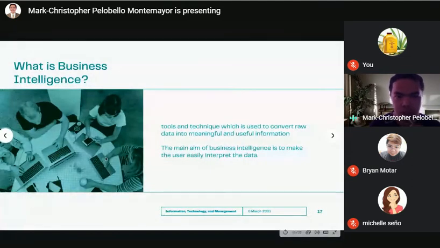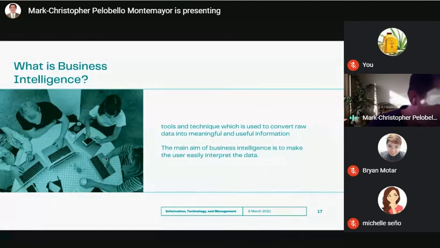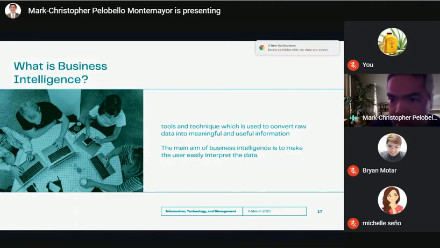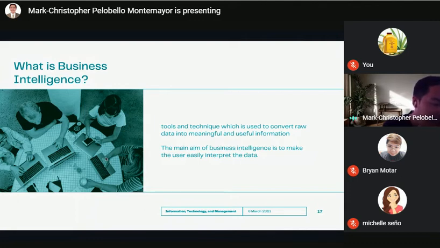Okay. So that is about business intelligence. Our next topic, or subtopic, is what is business intelligence? Business intelligence, na nabanggit na rin po dun sa video, refers to the tools and techniques which are used to convert raw data into meaningful and useful information. Take note of this: tools and techniques which are used to convert raw data into meaningful and useful information.